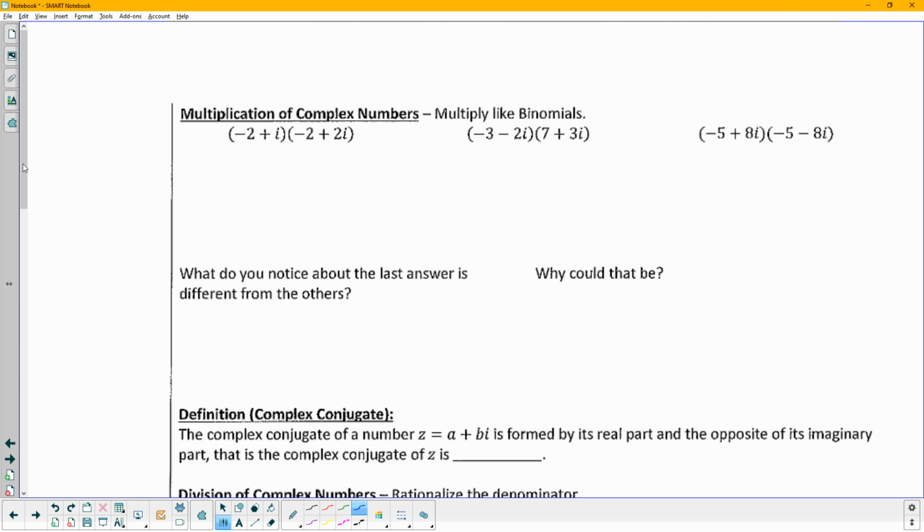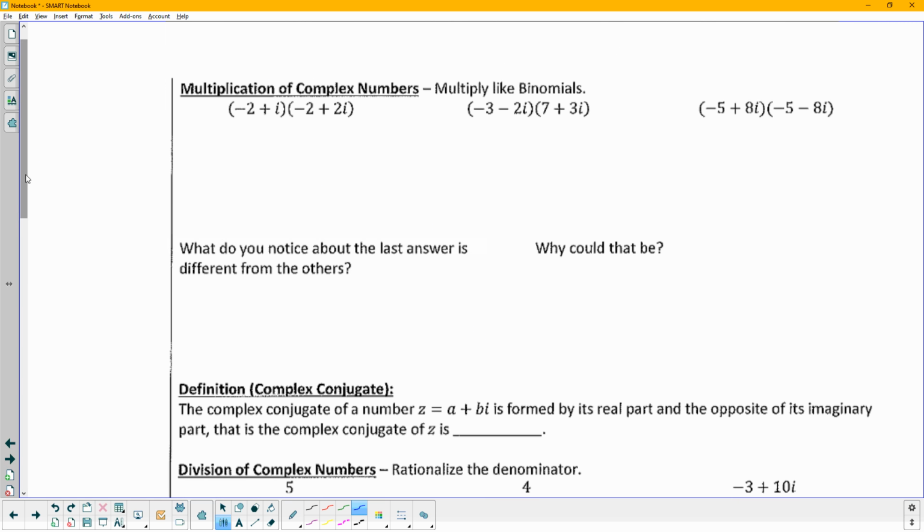And for the second page, we're going to start talking about multiplying complex numbers. And again, this will feel fairly familiar. It says to multiply them like binomials. Well, what would I do with binomials here? I would FOIL, or whatever phrase you've used to mean that same process. So I'm going to go first times first. Negative 2 times negative 2 is 4.